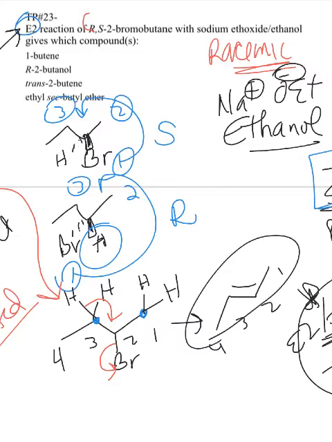So, what are our options? 1-butene? No, 1-butene would give you something like the Hofmann product. 2-butanol? No, you're doing an E2 reaction, so you're going to get an alkene. Trans? Yes, trans-2-butene. See, 1, 2. This would be trans-2-butene. And the other one is ethyl sec-butyl ether. No, you're not getting an ether.